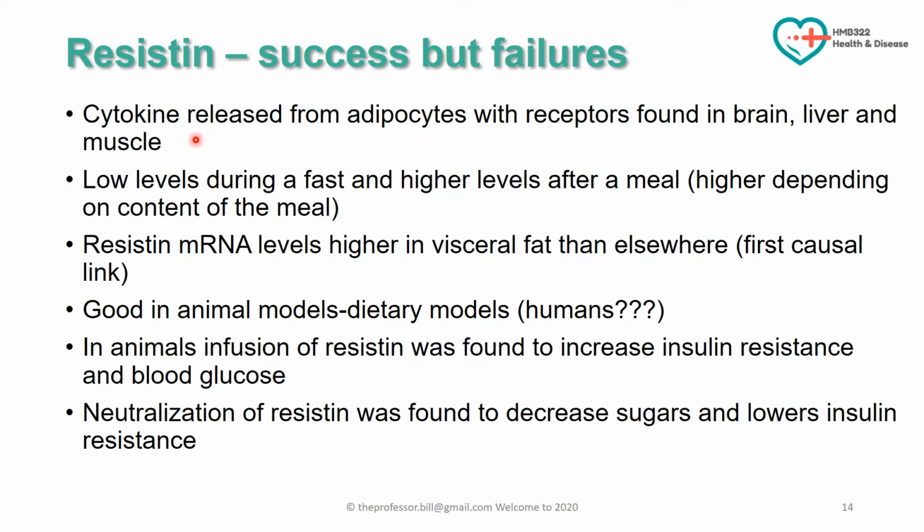And we have very low levels of resistin during a fast, and we have higher levels of resistin after a meal, depending on the type of meal. So this was one of the questions that came up in the last lecture. If we're having a fast, why do we sometimes increase the levels of fats in our diet after a fast, etc. So the content actually does play a role in the types of molecules that get released from these adipocytes. And interestingly, if we took a look at the mRNA for resistin, the highest levels that we actually find are within the visceral fat. So intra-abdominally, visceral adipocytes have the highest levels of resistin.